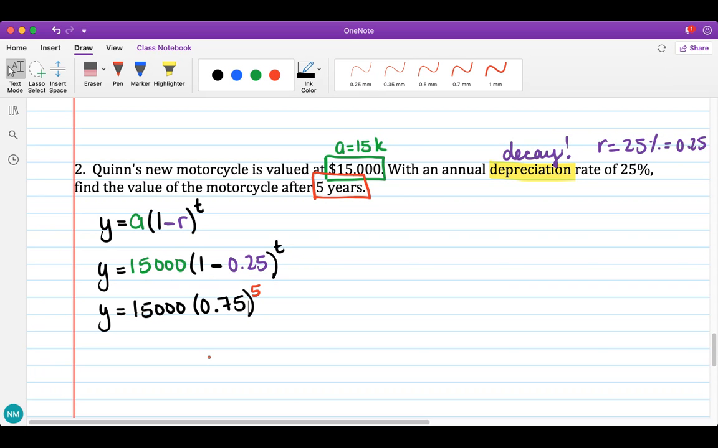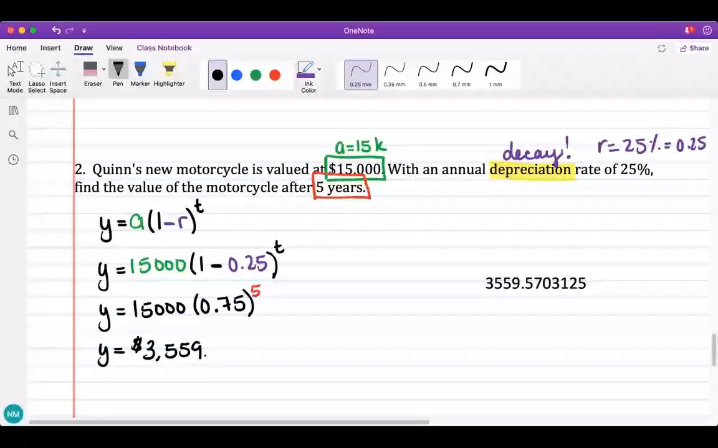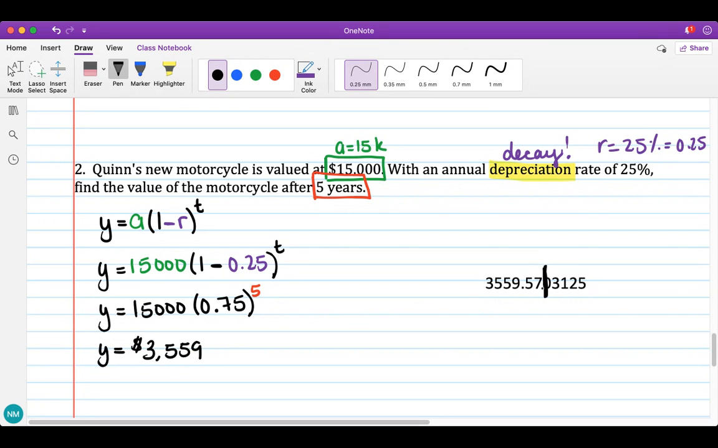And again, that's where your calculator comes in. I'm just going to copy and paste it. So I have y equals, it's money, so $3,559. And again, I always round it to the nearest cent because money comes in cents. So 0.57. If this was an 8, you would make it 58 cents.